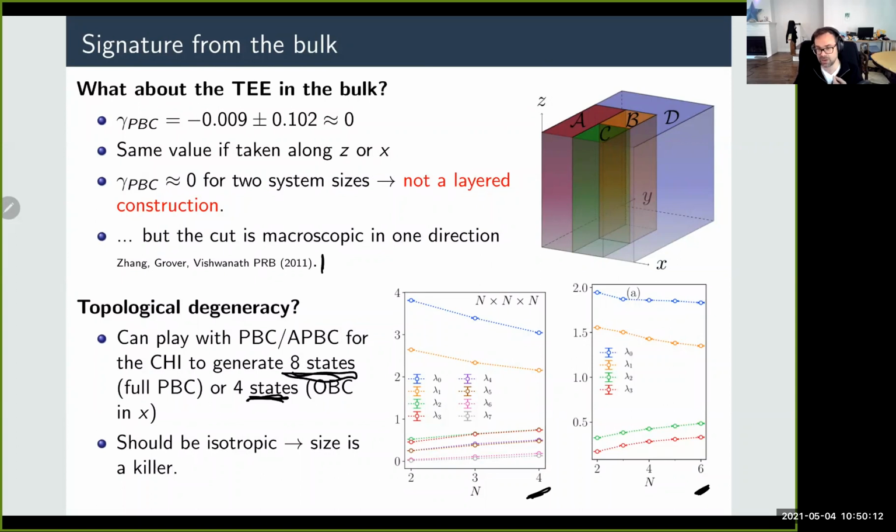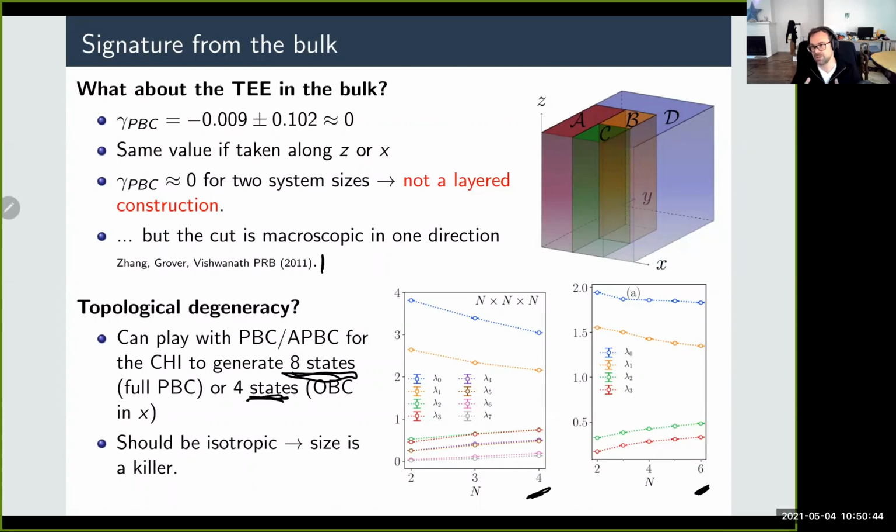Yes, we have, in general, 2 large eigenvalues in the reduced density matrix, and much smaller ones, 6 other smaller ones, or 2 other smaller ones if you have OBC in one direction. But clearly, it's not enough to claim that the degeneracy is twofold. We would require a proper finite size scaling, which is definitely out of reach numerically now.